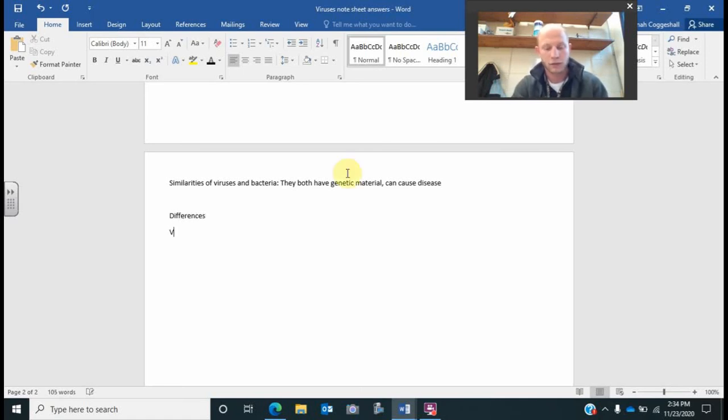So here's our virus. Not with an E. Virus, bacteria. So viruses, these guys are smaller. They're non-living. They need a host cell to replicate. Down here, bacteria. They're larger. Living. This is kind of a common misconception today.